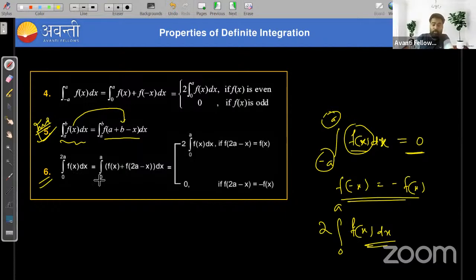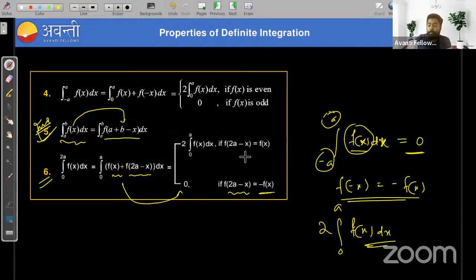What it is saying, integration 0 to 2a f of x dx can also be written as integration 0 to a of f of x plus f of 2a minus x dx, right? So when f of 2a minus x is equal to minus f of x, then the integration gives you 0.